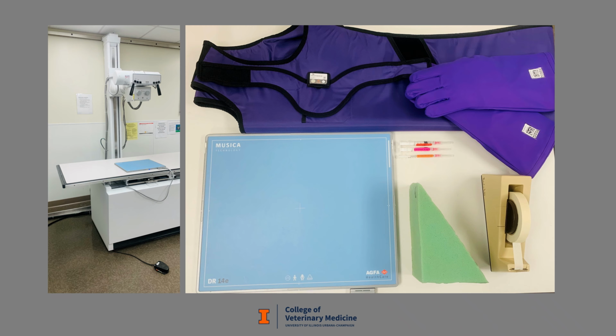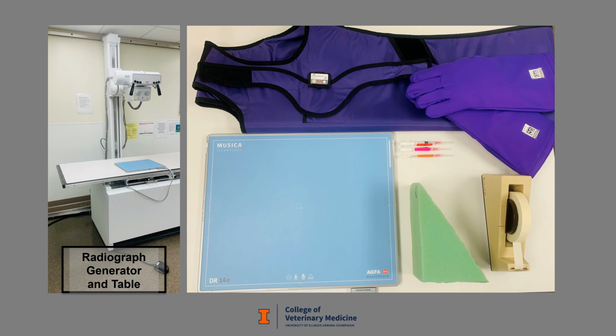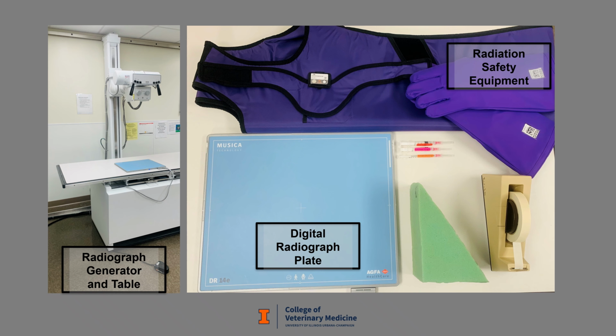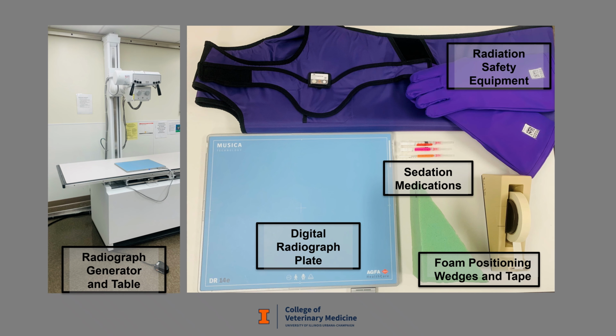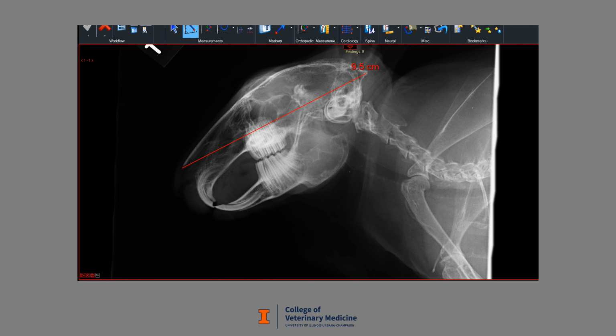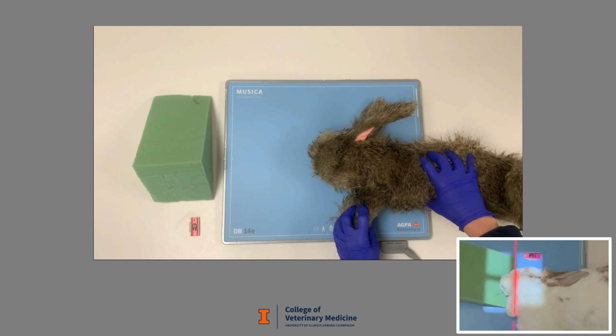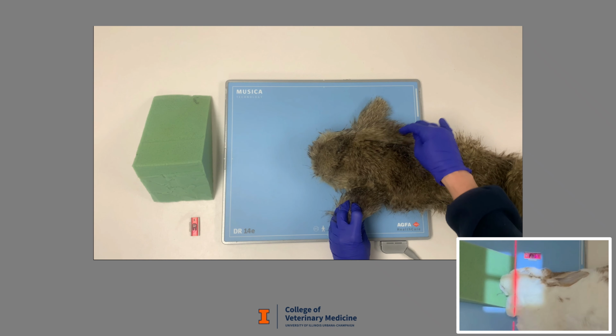To obtain well-positioned skull radiographs in the domestic rabbit, you will need a radiograph generator and table, a radiograph plate, radiation safety equipment, sedative medications, a variety of foam positioning wedges and tape, and software or a straight edge for applying objective assessment lines. Here a rabbit model is used to demonstrate these techniques.